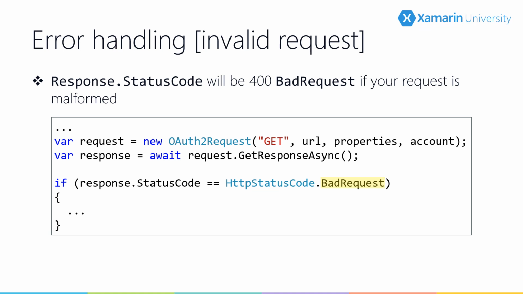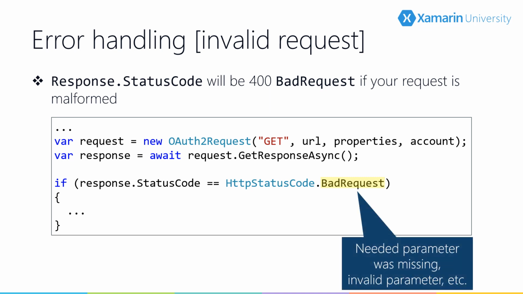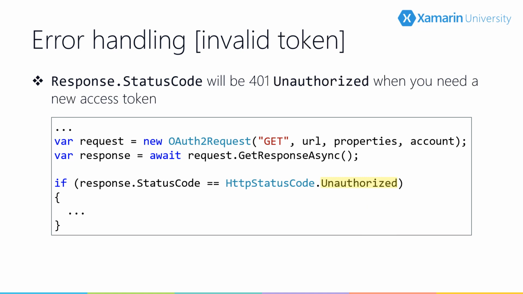In this case, the status code will be set to HttpStatusCode.BadRequest. And if you receive this error, check to ensure that you've included all of the required parameters and ensure they're valid for the specific flow that you're using.